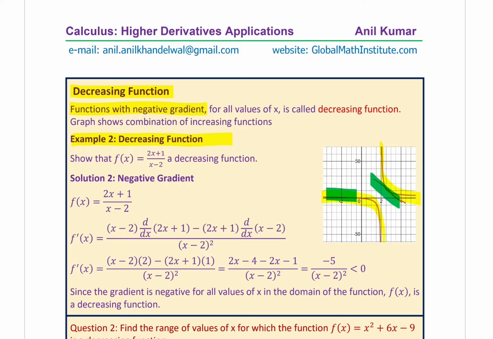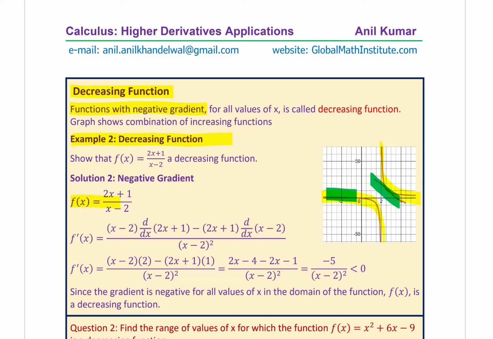Now in this example, you need to show that the function f of x equals (2x plus 1) over (x minus 2) is a decreasing function. How will you do it? Well, you have to find the gradient, the derivative, and if that derivative is less than 0 for all values of x in the domain, then the function is decreasing. So let's do it. Here you can see the calculations.